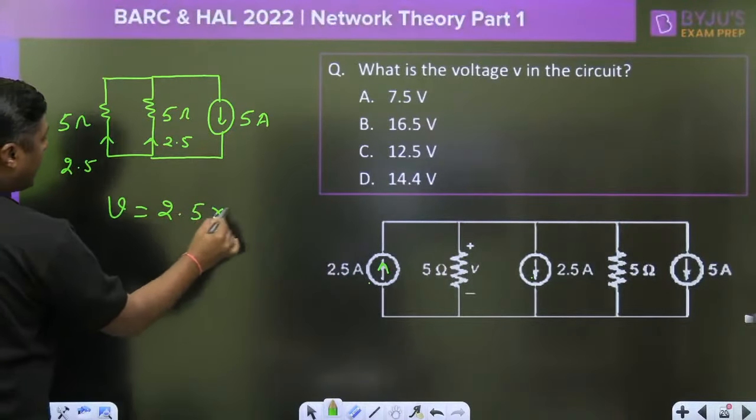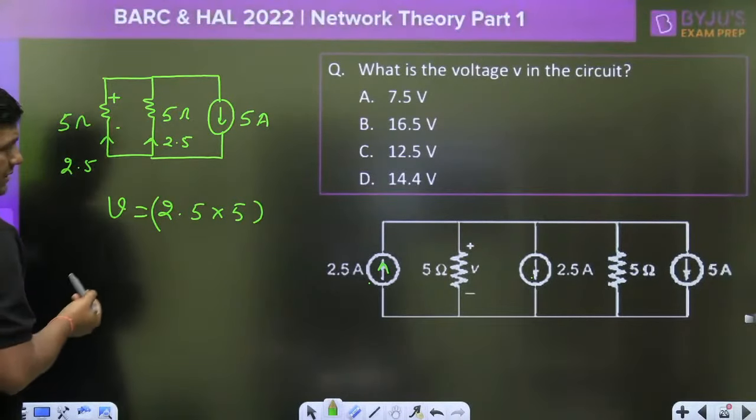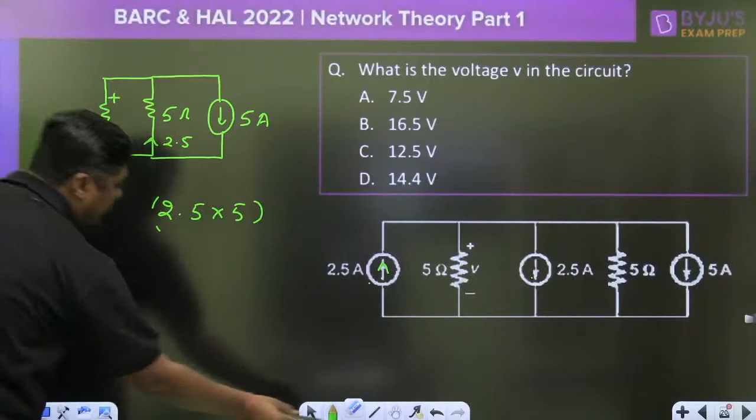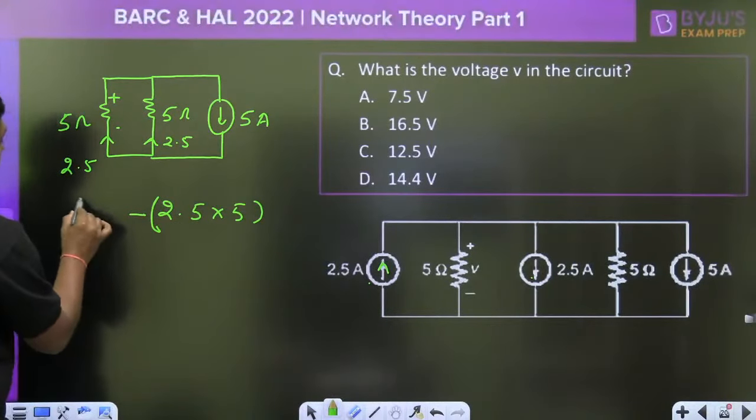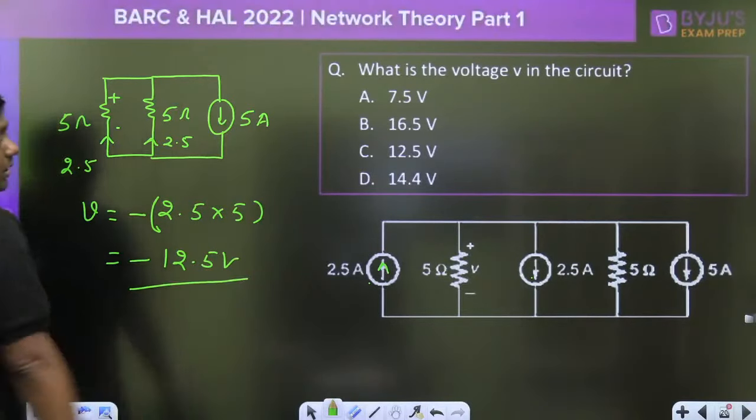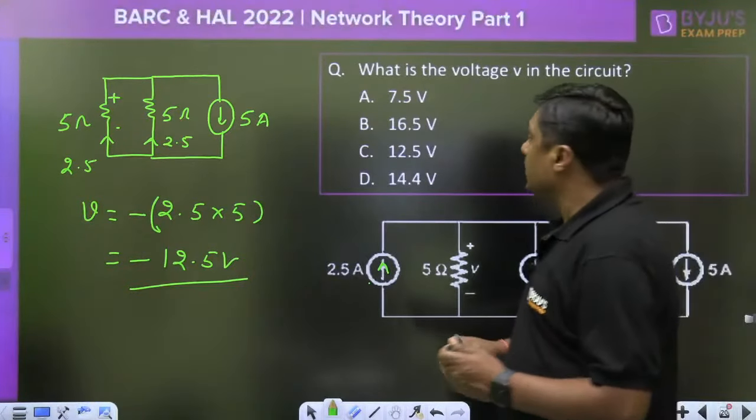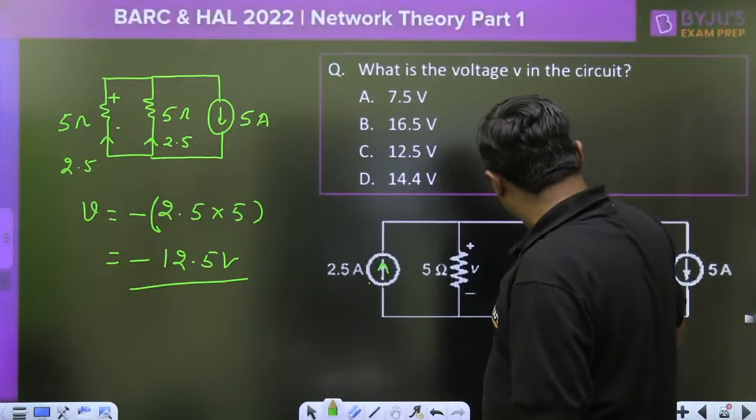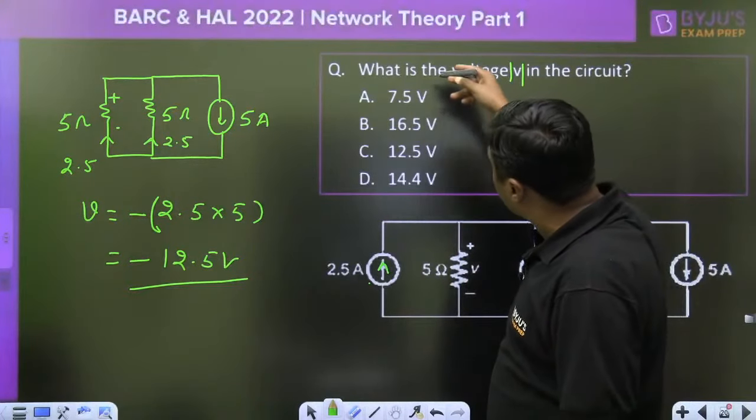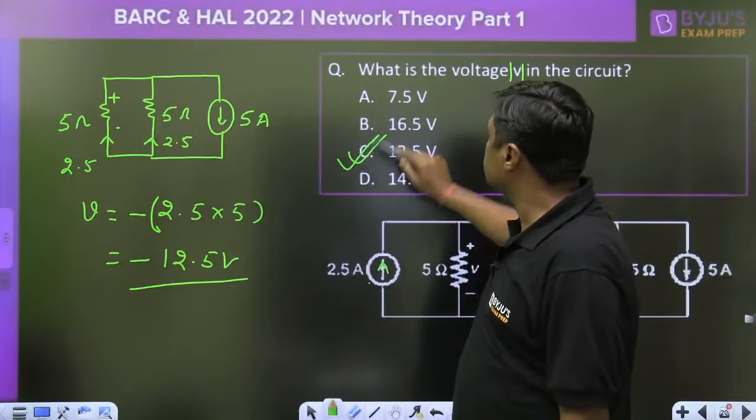Now the value of V is 2.5 into 5, but it is in the opposite direction. This is given as V. What will be the answer? Actually the answer is with a negative sign: 2.5 into 5, minus 12.5. But don't worry, this is the direction. Only magnitude is asked. It may be that magnitude is asked or the polarity may change. Which one is the best answer? 12.5. Finished.